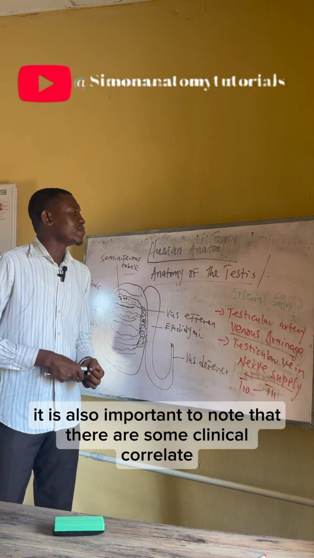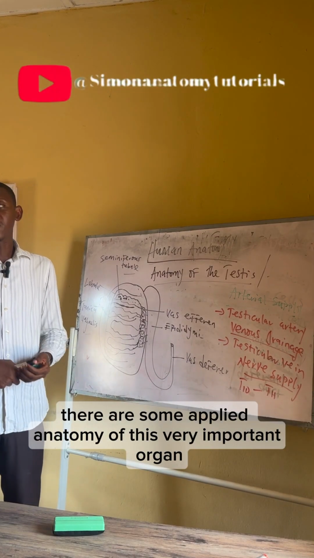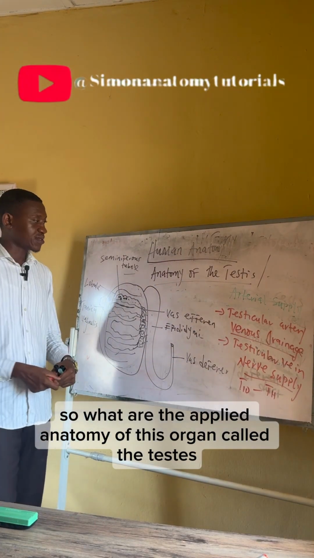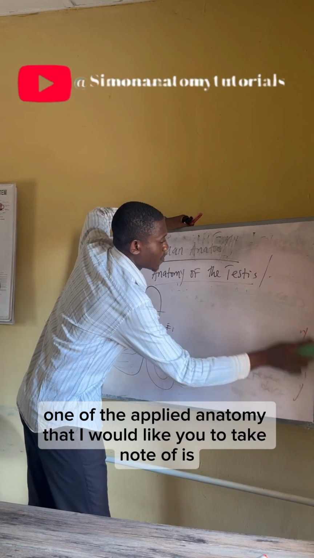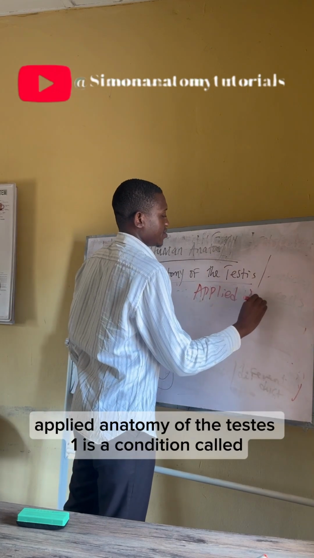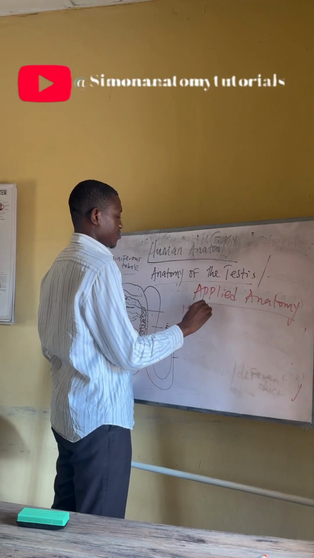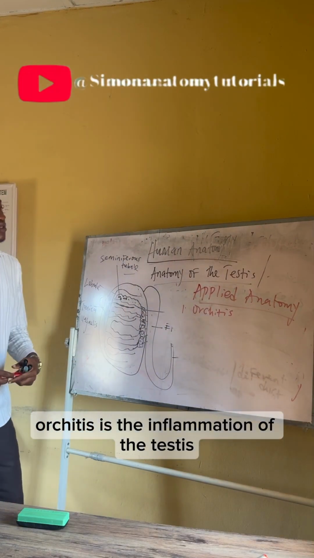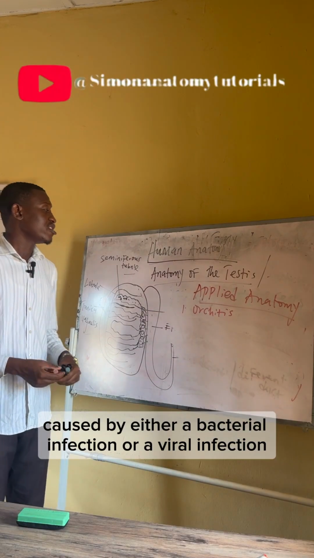Now, it is also important to note that there are some clinical correlates. There are some applied anatomy of this very important organ. One of the applied anatomy that I would like you to take note of, the applied anatomy of the testis, is a condition called orchitis. Orchitis is the inflammation of the testis caused by either a bacterial infection or a viral infection.